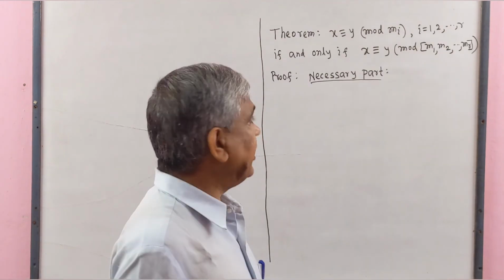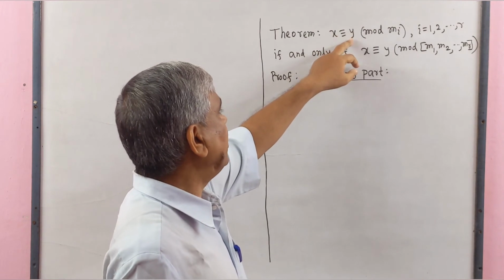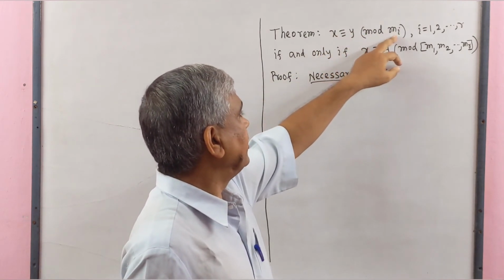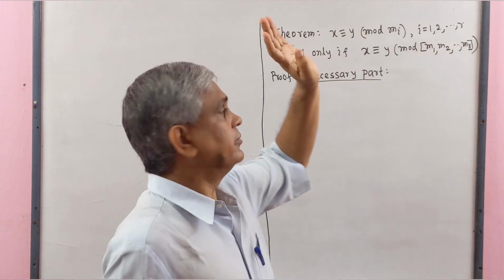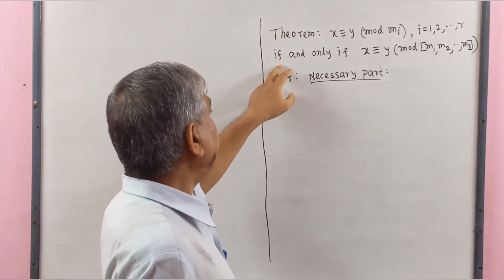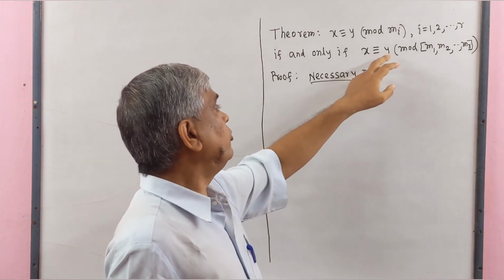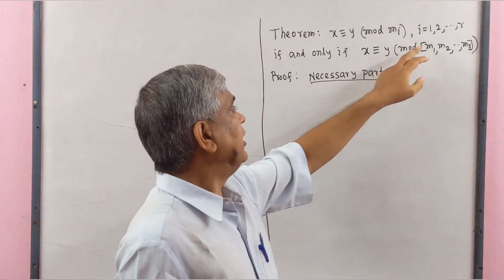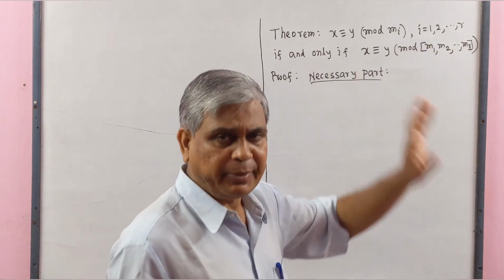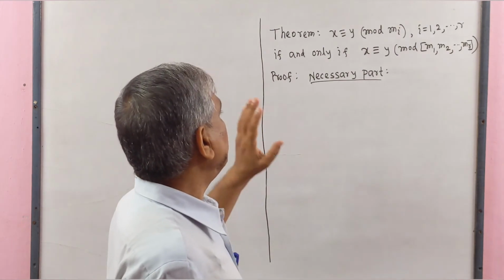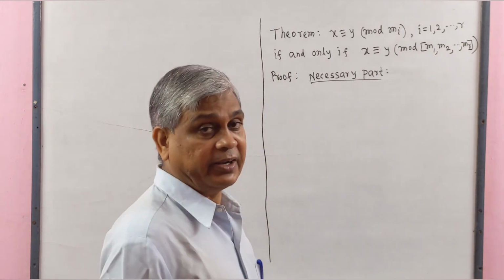Now we prove the next theorem. Theorem is x is congruent to y modulo mi, i equal to 1, 2, ..., r, if and only if x is congruent to y modulo LCM of m1, m2, ..., mr. Now we prove this. Firstly, we prove the necessary part.